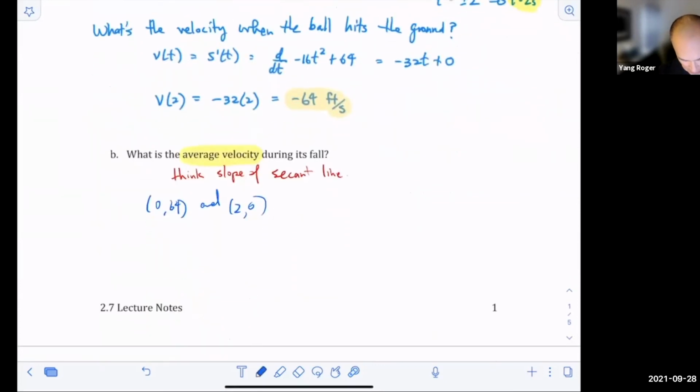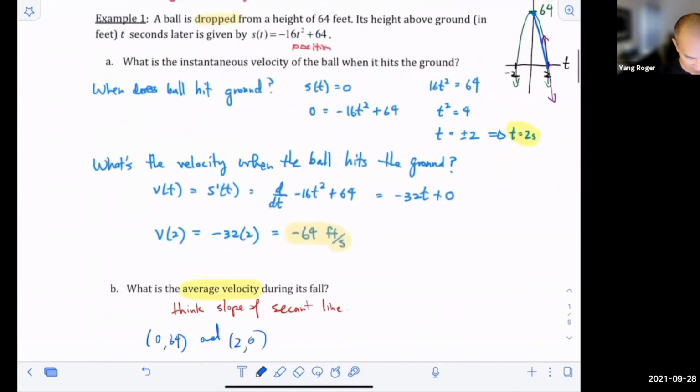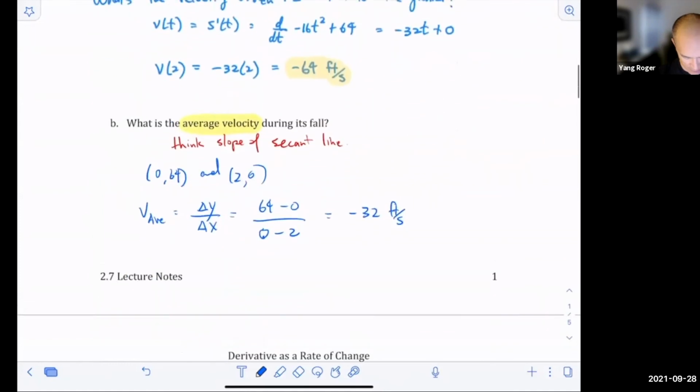So then the average velocity is equal to the difference in the y values over the difference in the x values. That's going to be 64 minus 0 over 0 minus 2, which gives us negative 32 feet per second. Did we say it was feet in seconds? We did.